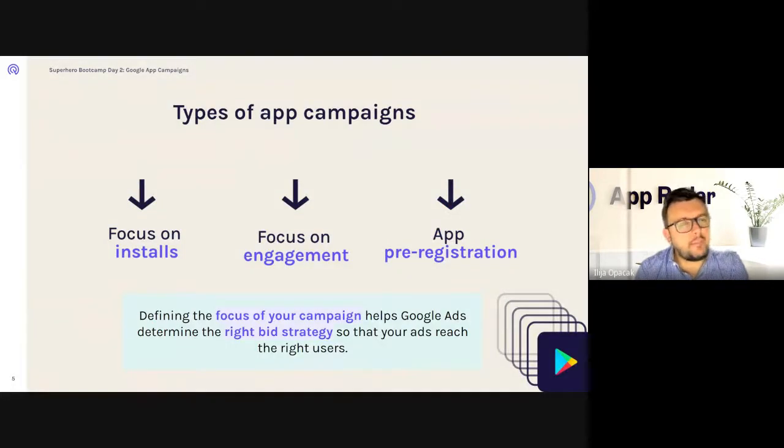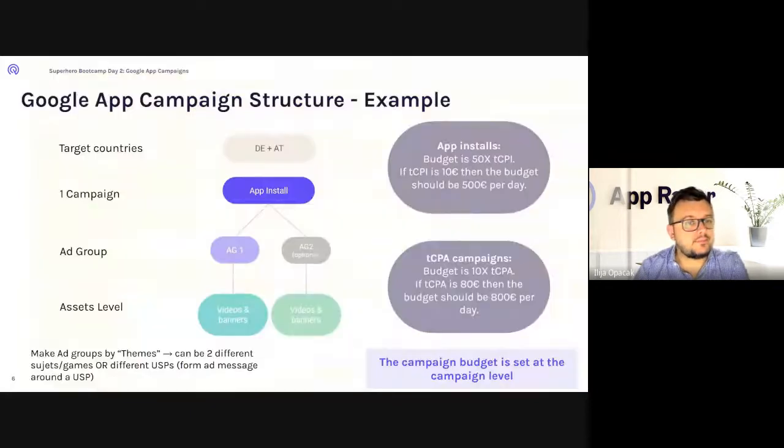What kind of app campaigns do we actually have? We will take a closer look at the different types. So let's hover over those different options that we have here. We have the install campaigns, the engagement campaigns, and the pre-registration campaigns. Those are the three that you can select once you create a new campaign. Defining the focus of your campaign helps Google Ads determine the right bid strategy so that your ads reach the right users at the right time in the right place.